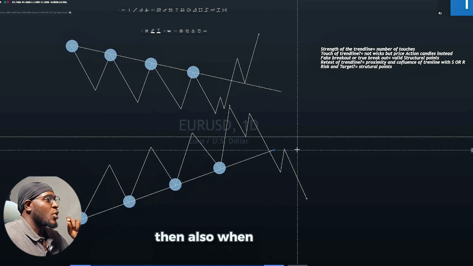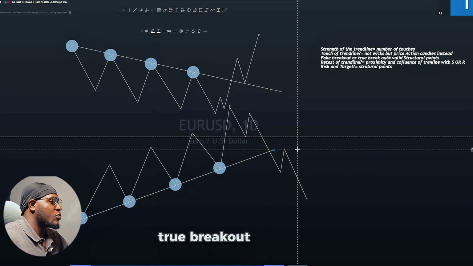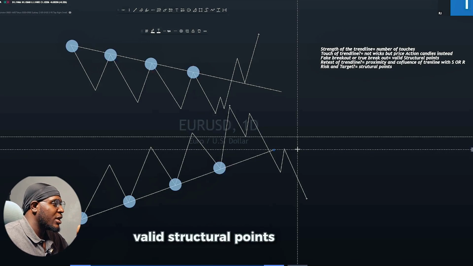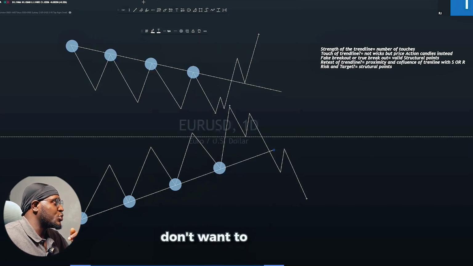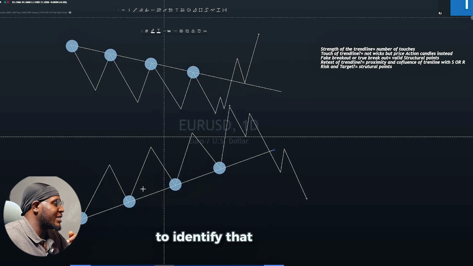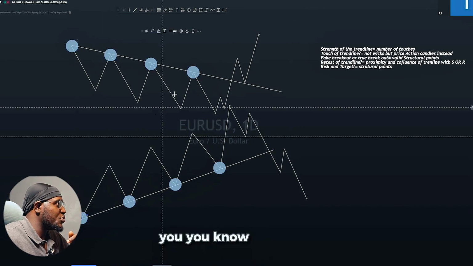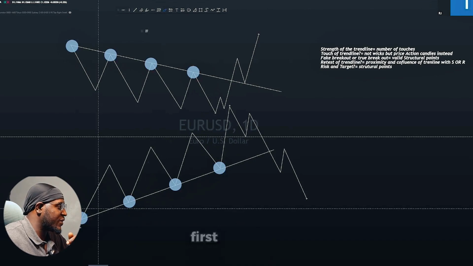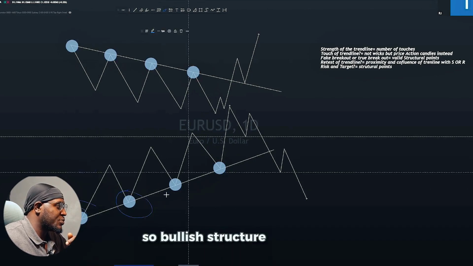Then also, when it comes to fake breakouts and true breakouts, we need to view them through valid structural points. So we just don't want to say, okay, prices have broken out. You also want to identify that the structure is bullish first. So, bullish structure.